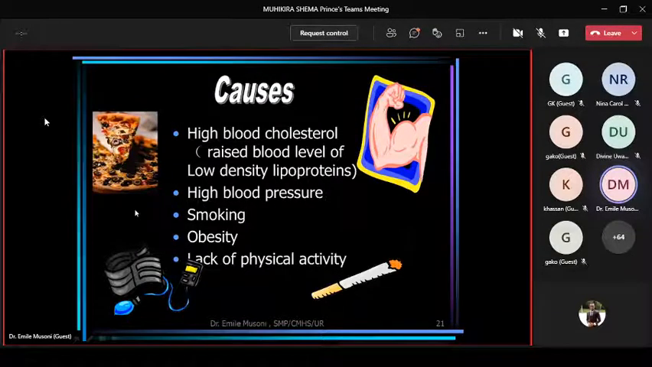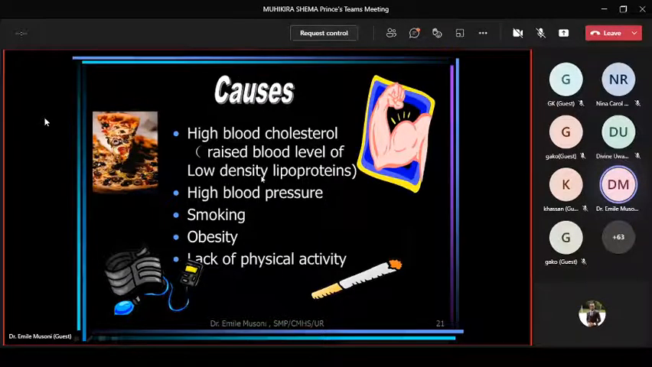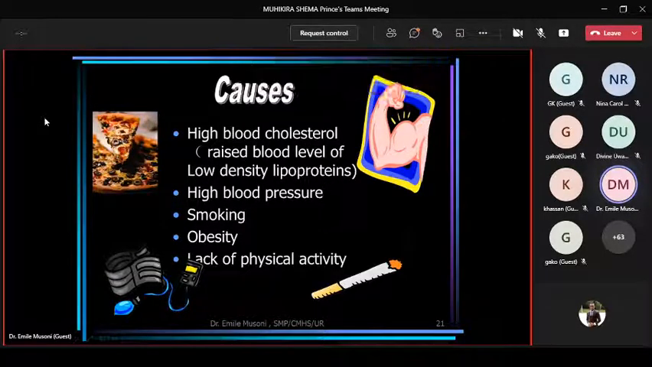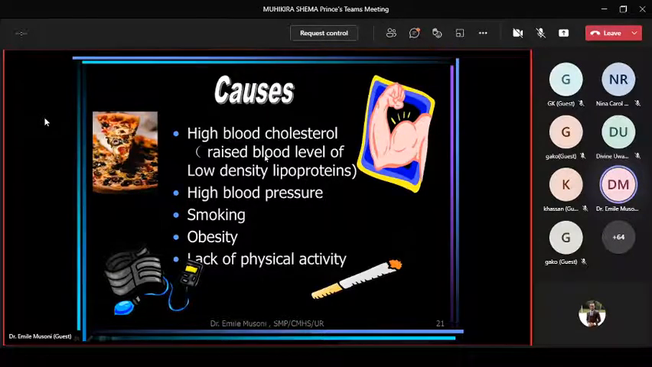Smoking, obesity, lack of physical activities, those are also risk factors of atherosclerosis. But the most common is obesity, because in the case of obesity, there is high blood cholesterol and low density lipoprotein and excessive lipid in the bloodstream. Physical exercise will reduce the volume of fat because there will be discharge of energy. So there will be no deposit of cholesterol in the bloodstream.